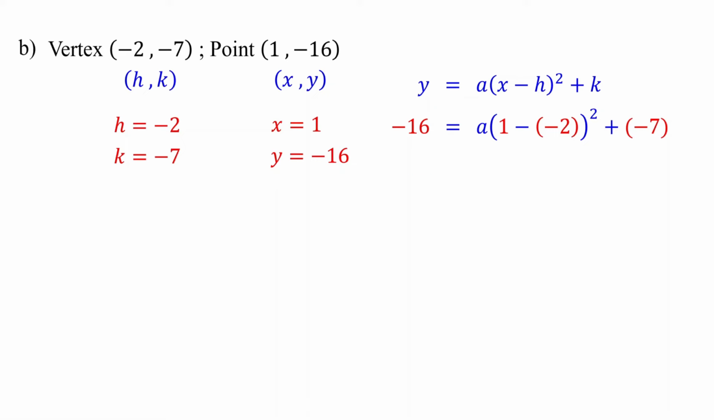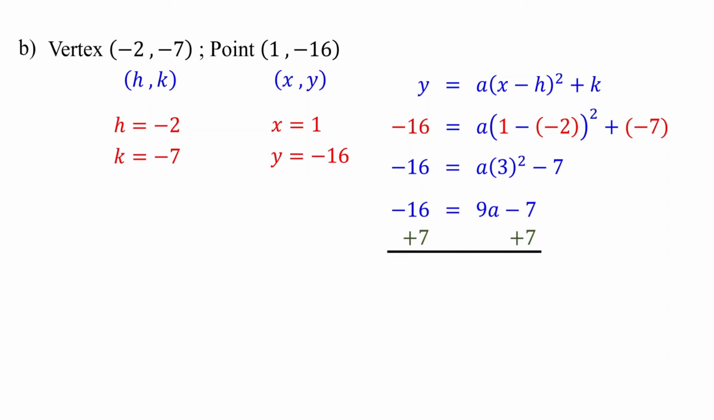In the parentheses, 1 minus negative 2 equals 3, right? And squaring 3 gives us 9, right? Then, add 7 to both sides of the equation. These cancel out. Negative 16 plus 7 equals negative 9, right? If you divide both sides by 9, you find that a equals negative 1.